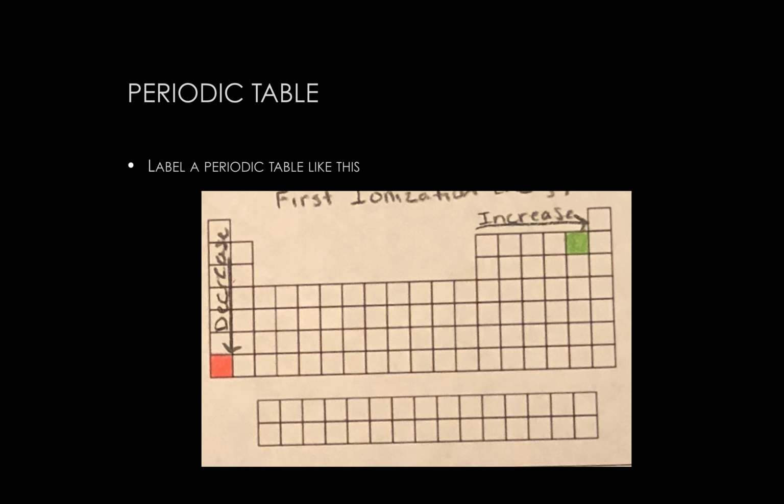So go ahead and get out your periodic table and color it in. Again, francium red, fluorine green. I have an arrow pointing down to francium, which decreases going down, and then increases to the right going towards fluorine.